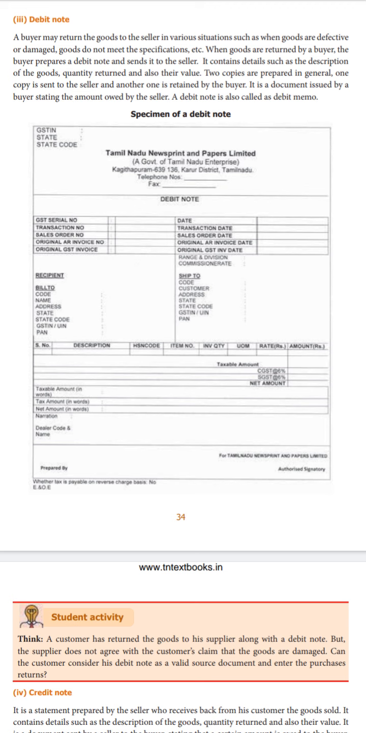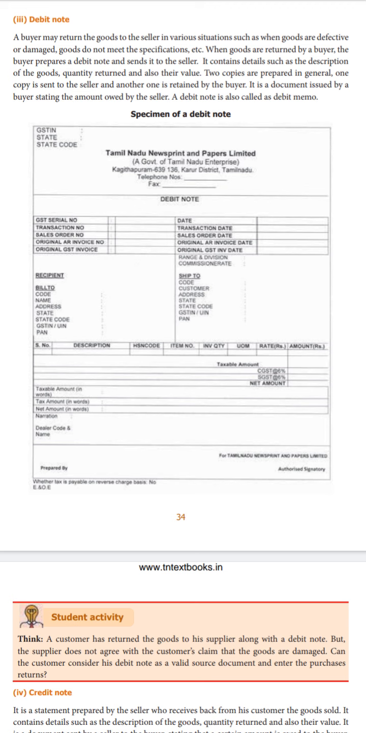The buyer will prepare a debit note and send it to the seller, and what it should contain is the description of the goods, that is, what type of product he is going to return, how much quantity he is going to return, and also their value, which means the amount of that particular defective good. Okay, two copies are generally prepared. One will be sent to the seller. The other copy will be retained with the buyer himself, because he must have a proof saying that he has sent a debit note, right?